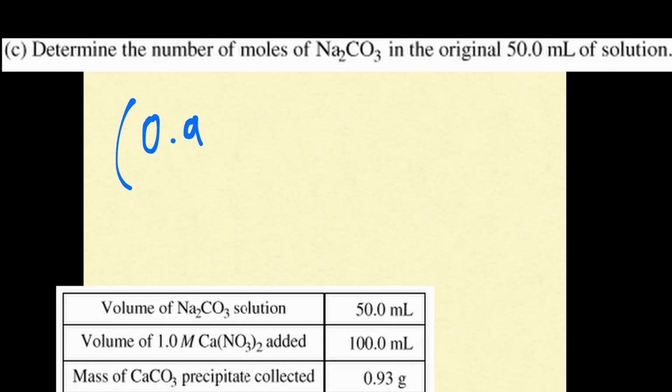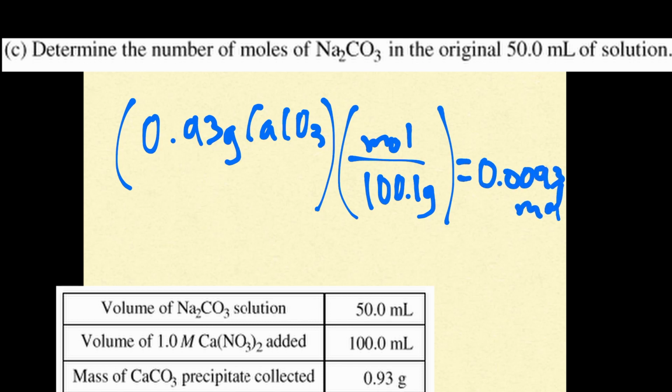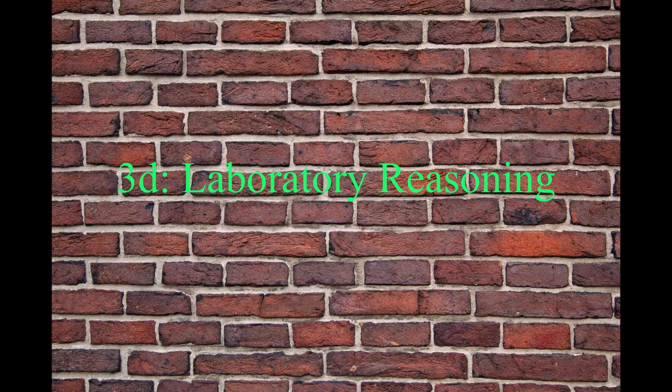This question is just some simple stoichiometry. Take the mass, divide by the molar mass, and get your answer, 0.0093 moles of calcium carbonate. And since the reaction had coefficients of 1, it's also 0.0093 moles of sodium carbonate.